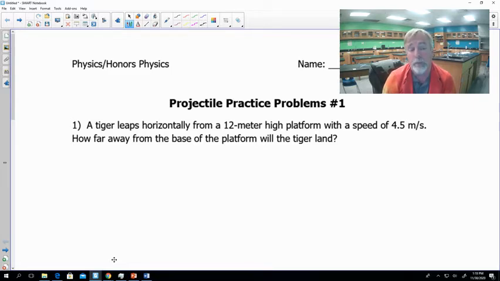Like I said, that does make our problem a bit simpler, but I want to get you practicing using the formulas. So in our first problem, a tiger leaps horizontally from a 12-meter high platform with a speed of 4.5 meters per second. How far away from the base of the platform will the tiger land?